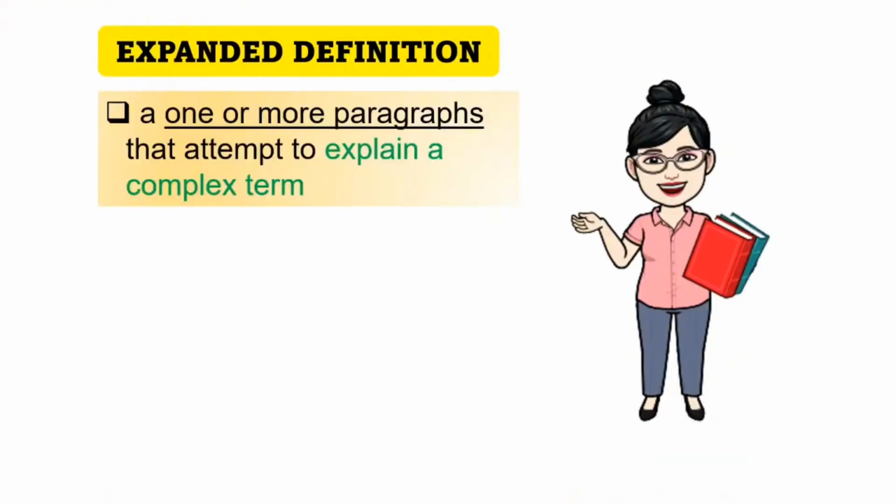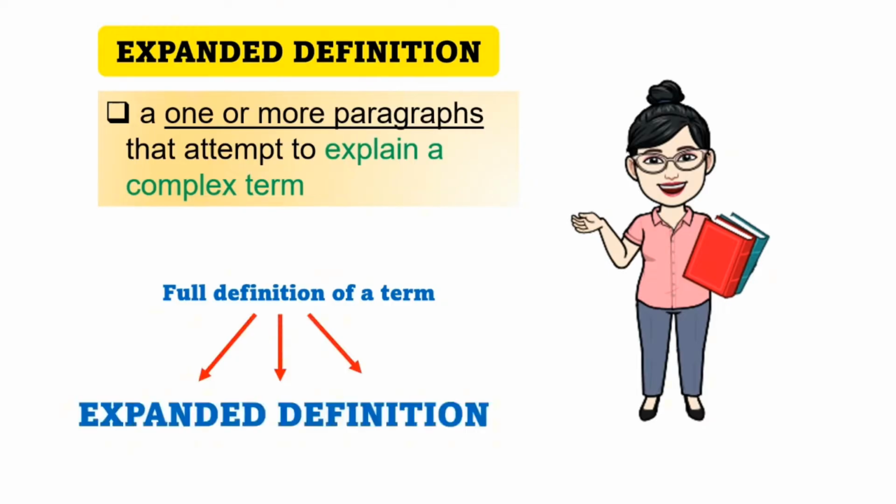An expanded definition is one or more paragraphs that attempt to explain a complex term. Some terms may be so important in your report, there may be so much confusion about them, or they may be so difficult to understand that an expanded discussion is vital for the success of your report. An expanded definition starts with a full definition of a term, that is, a one-sentence definition, and then expands to at least one paragraph long or more.